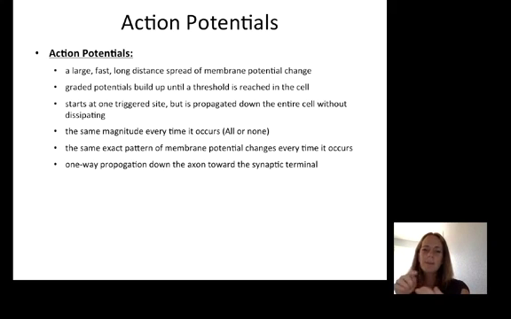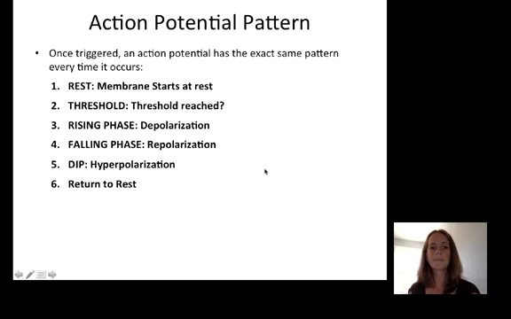So the graded potentials are going to be the tiny little taps that will activate a cell. But if they build up enough, then we'll get this big explosion of electrical activity, all or nothing, traveling all the way down the cell. That's the action potential. It will start at one triggered site and it will propagate down the entire cell without dissipating. It's going to look and be exactly the same every time it occurs, so it is a reliable signal. It's the same pattern, and it is one way down the axon towards the axon terminal or towards the synapse.